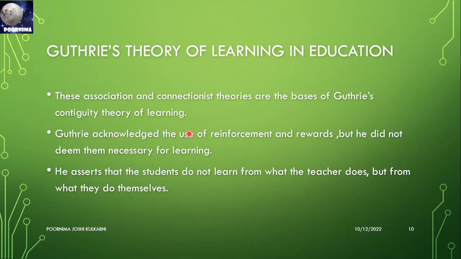Guthrie acknowledged the use of reinforcement and rewards. He acknowledged that the reinforcement or the reward acts as a stimulus to the subject, like a rat or a cat, to come out of that box, but he did not deem them necessary for learning.